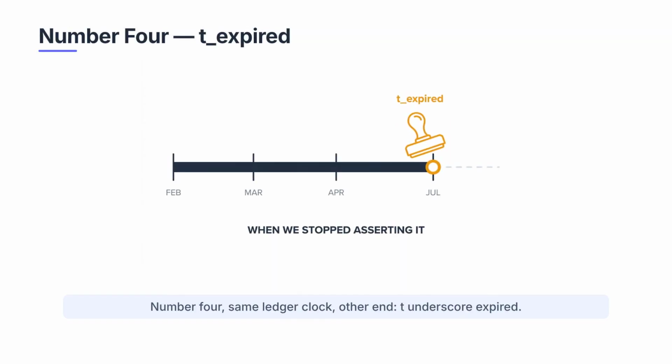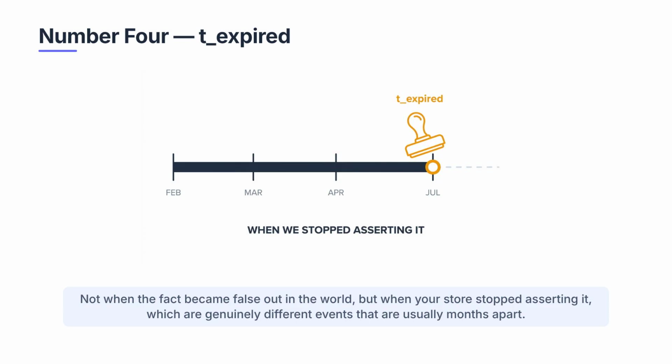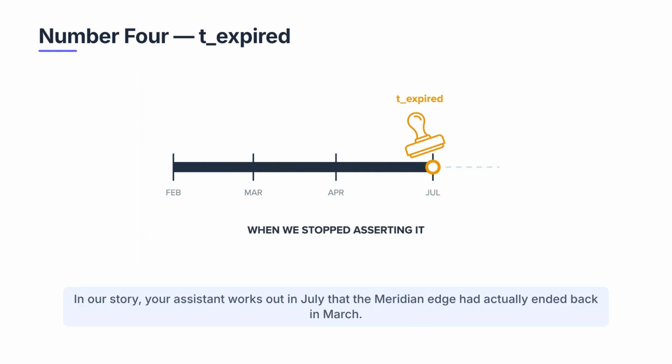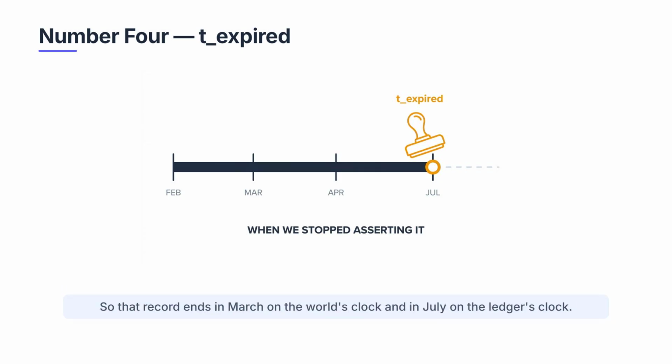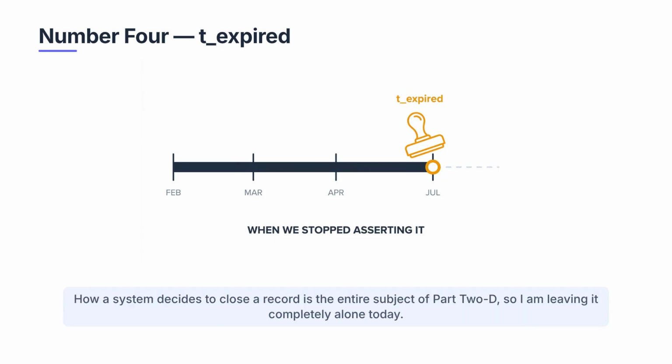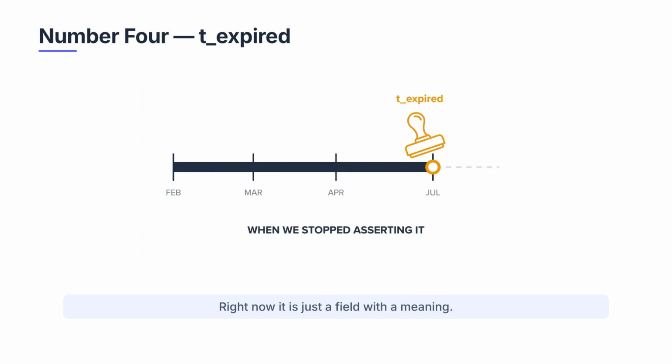Number 4, same ledger clock, other end, T_expired. It is when your system stopped standing behind the fact, not when the fact became false out in the world, but when your store stopped asserting it, which are genuinely different events that are usually months apart. In our story, your assistant works out in July that the Meridian edge had actually ended back in March. So that record ends in March on the world's clock and in July on the ledger's clock. How a system decides to close a record is the entire subject of Part 2D, so I am leaving it completely alone today. Right now, it is just a field with a meaning.